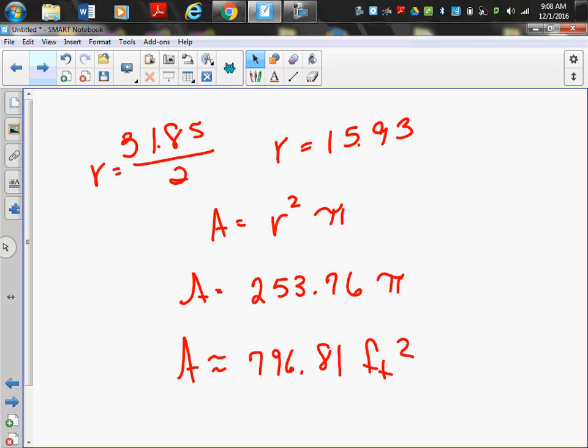Oh, wait, what did you do right there? You had, first you got the radius, then you squared it. So then I plugged it into my formula. So my radius was 15.93. So I put 15.93 squared. You squared it by 2. That's the little x squared button. Not times 2. This is x squared. And that gave me 253.76. And then I multiplied that by pi.